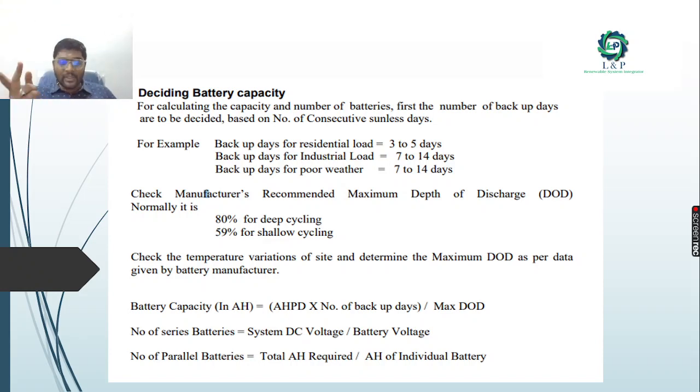Okay, as we said earlier, how many batteries you connect in series and how many in parallel is also very important, because if you want to calculate precisely, first you need to know, for a DC system, in order to connect the batteries in series, the system DC voltage and the battery voltage. And if you're going for a parallel system, you need to know the total Ah required and the Ah of the individual batteries that you're going to connect.